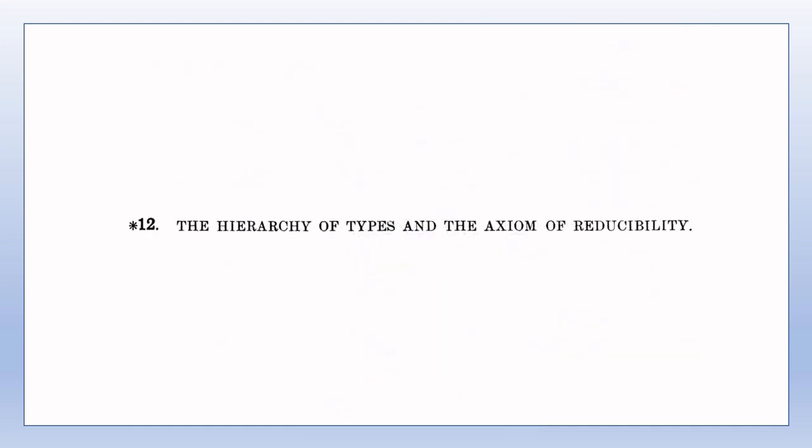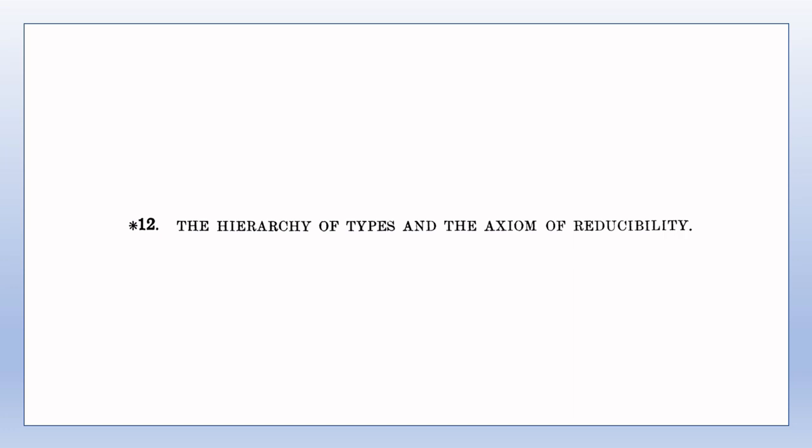So let's get started. Section 12. The hierarchy of types and the axiom of reducibility. This chapter is devoted almost in its entirety to the explanation of the functional hierarchy and the axiom of reducibility. The axiom of reducibility, or rather axioms of reducibility, are introduced at the end of Section 12.